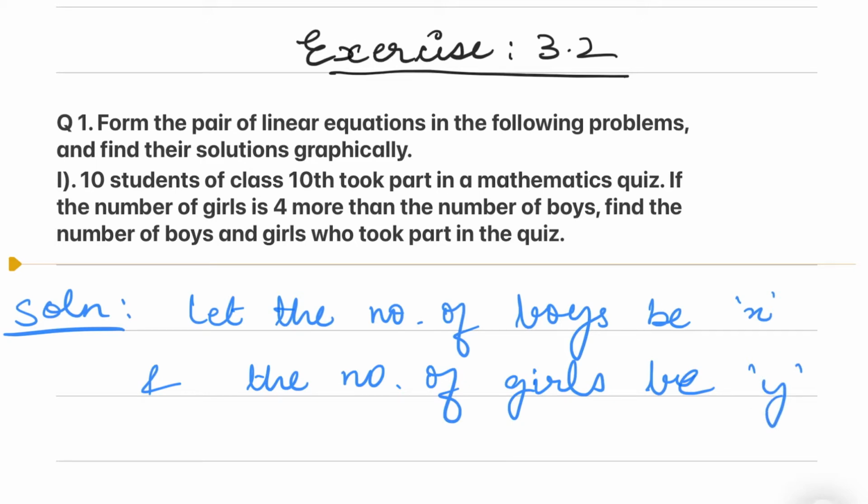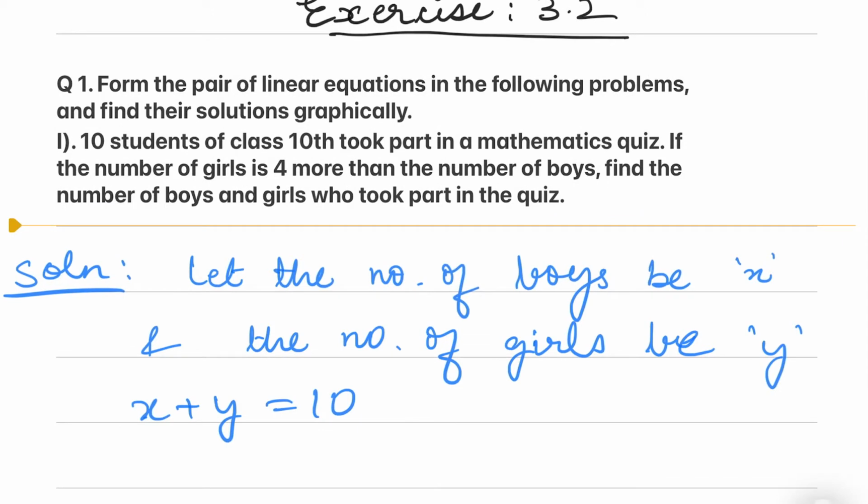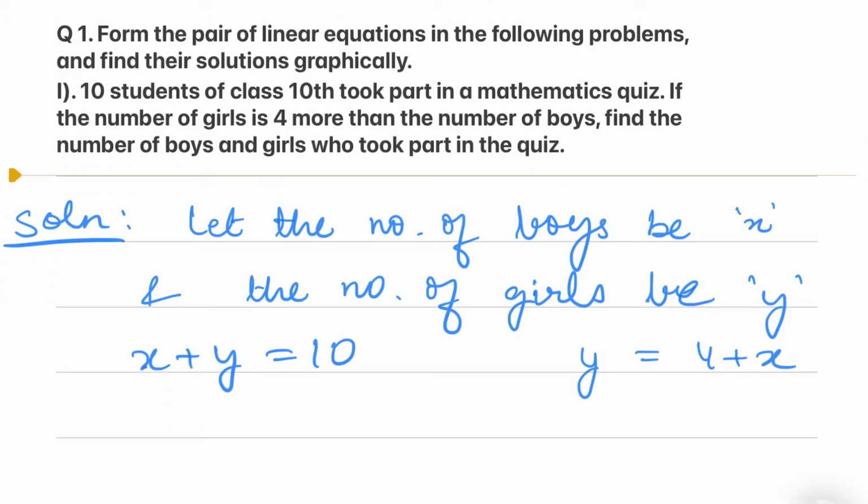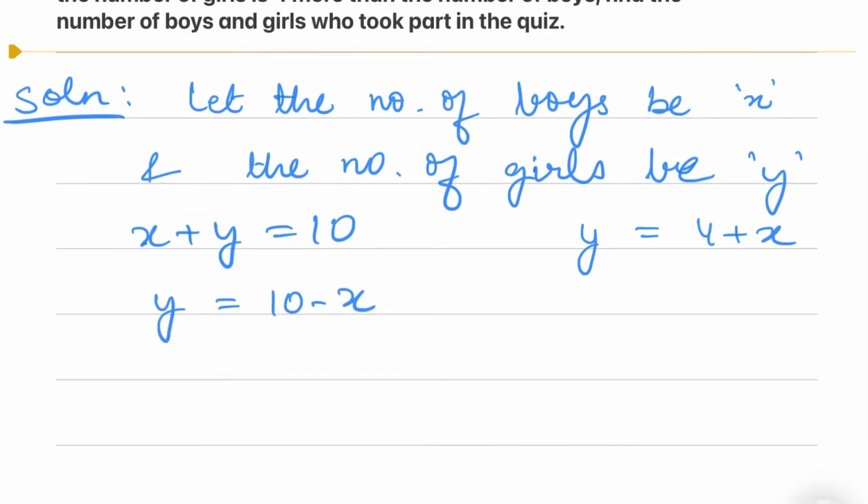Okay, now let's make the equations. There were 10 students, right? So the first equation would be x plus y is equal to 10. Second equation, they say the number of girls is 4 more than the number of boys. So the number of girls, y, is equal to 4 plus x. So this is my second equation. Here I will have y is equal to 10 minus x. So these are the algebraic representations.